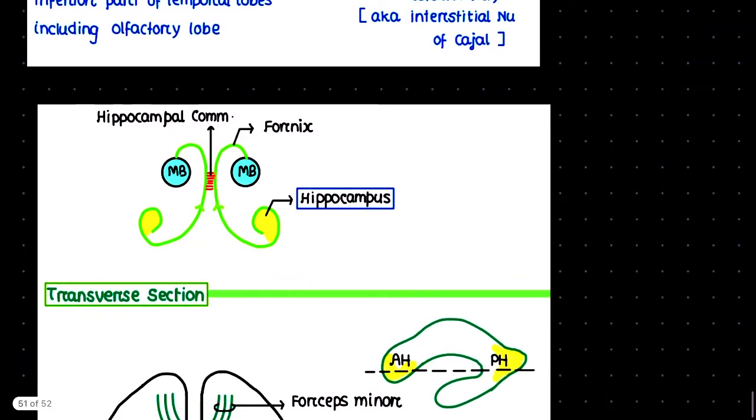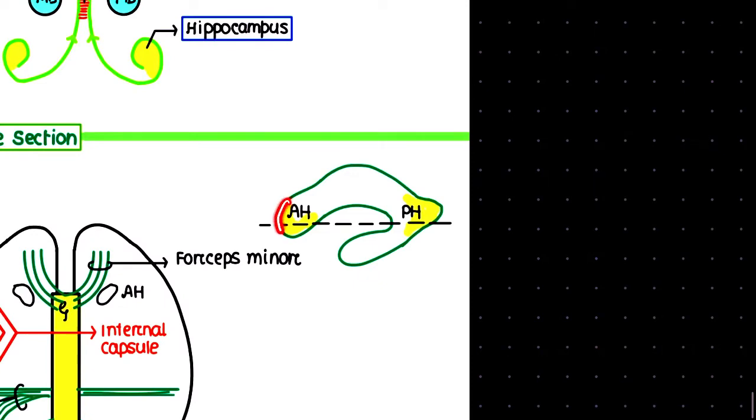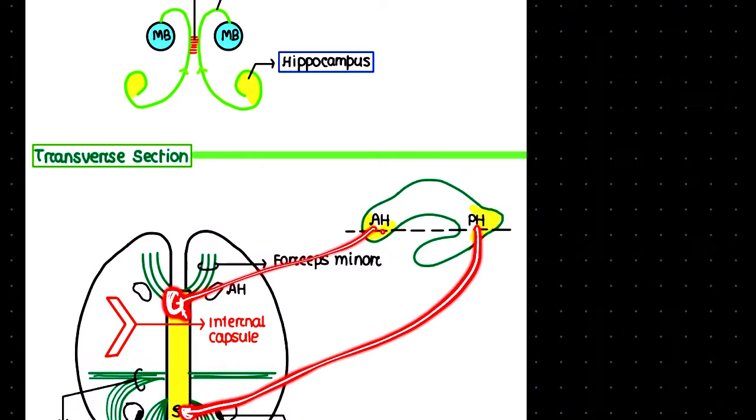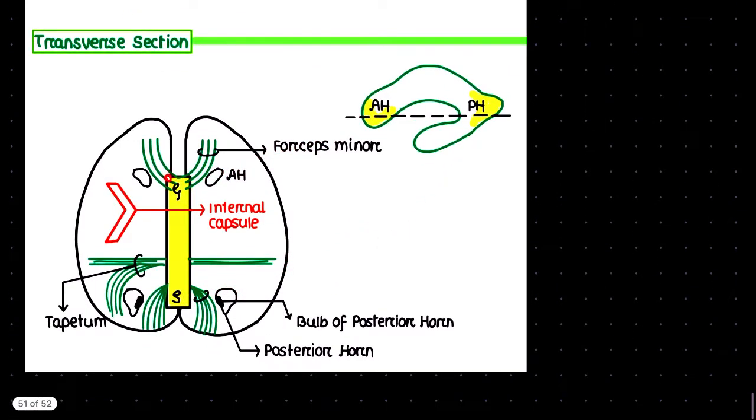That's all. Till now we were just looking at our corpus callosum and its different parts. Now we'll cut it like this and we'll see a transverse section. When we see the transverse section, the anterior horn is close to our genu, and this genu is seen right here, and the posterior horn is close to the splenium, seen right here. So here we have got the genu, here we have got the splenium.